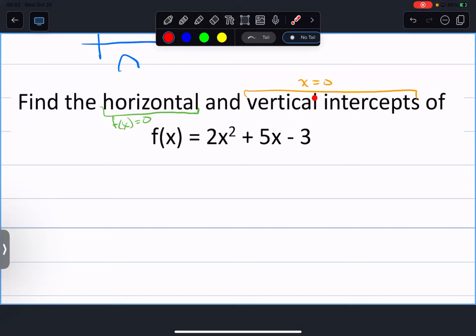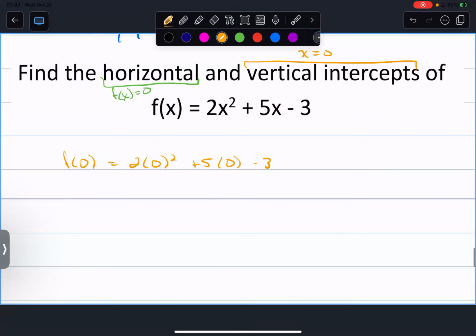So what I want to do is just find the vertical intercept. That's a good place to start. And so f of 0 is 2 times 0 squared plus 5 times 0 minus 3. So the vertical intercept is when y is -3. And so on a graph, it might look something like this. And so when x is 0, you're at -3.